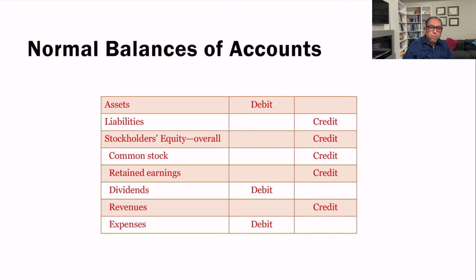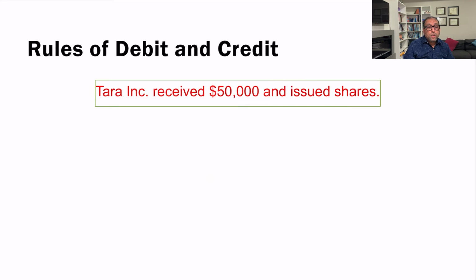So very simply, if you want to learn this, we can learn it like this: assets, dividends and expenses are all debit. Only these three accounts are debit, the remaining are all credit. What are they? Assets, expenses and dividend. On the other hand, liabilities, stockholders' equity, common stock, retained earnings and revenues are all credit. So that's a rule you have to learn.